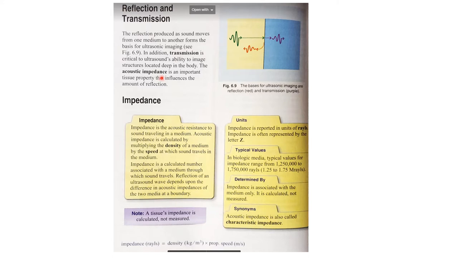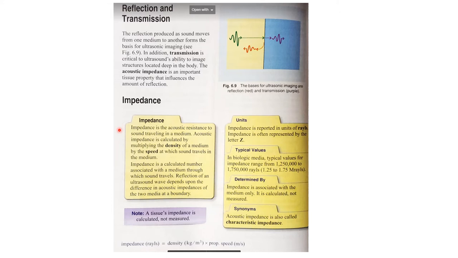The acoustic impedance, that's a new word, is an important tissue property that influences the amount of reflection. So you see when this wave hits, some of it is reflected, but some of it continues into the other medium. These are different mediums. This is yellow and this is blue. So more about the impedance.